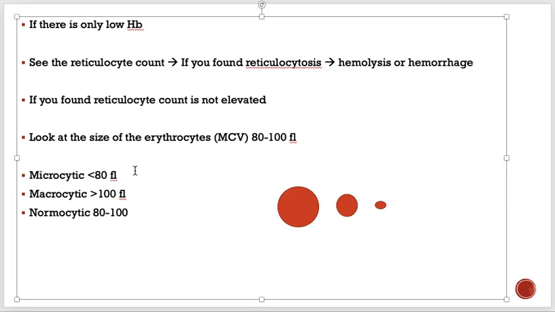For example, someone has microcytic anemia. So most of their cells will be less than 80, so they will be of this size. Normocytic, this one, considering this is 80 to 100, okay, and macrocytic, this one.